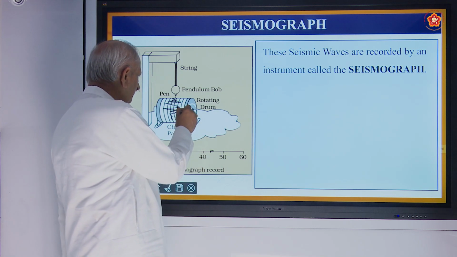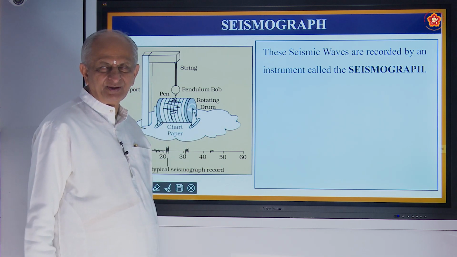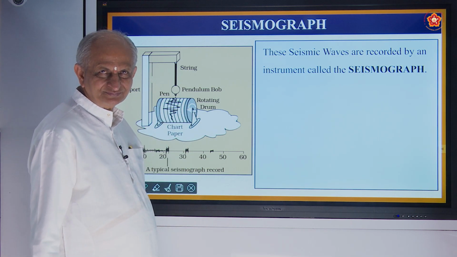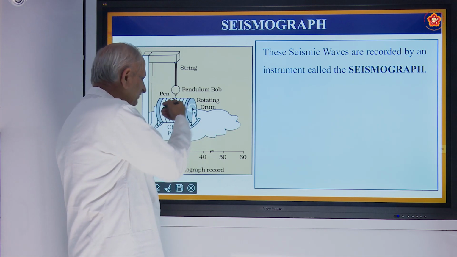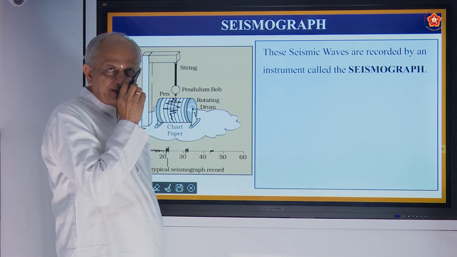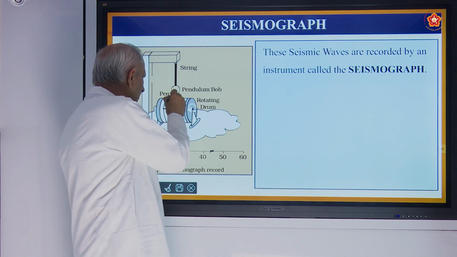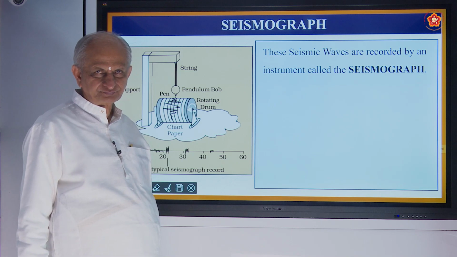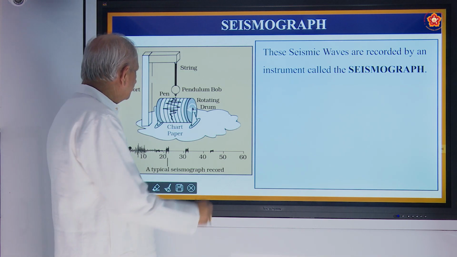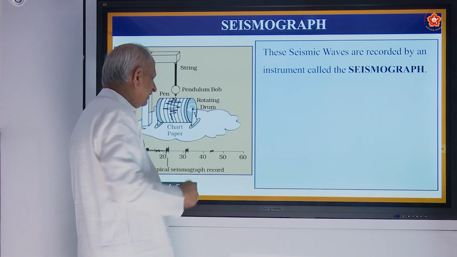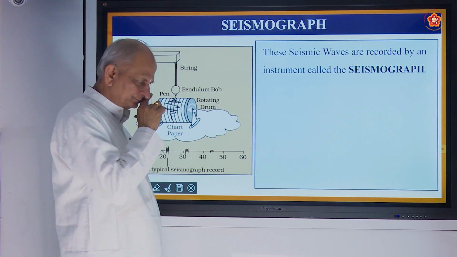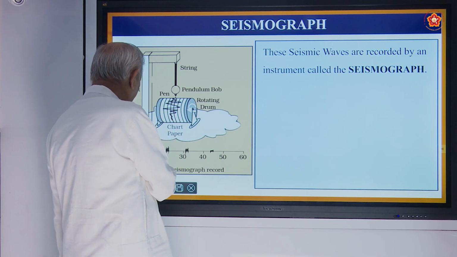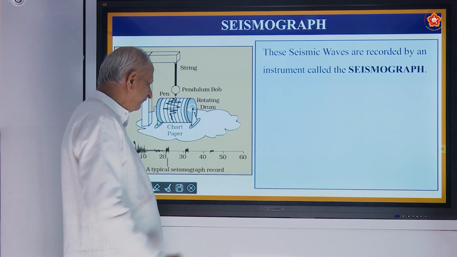So if you fix some motor here, what we have done in the laboratory, we fixed a motor. So this drum rotates. As the drum rotates, the pen goes on showing the waves. Is it not? So here that can be recorded. This is only a model I am telling. So this is a typical seismograph record.